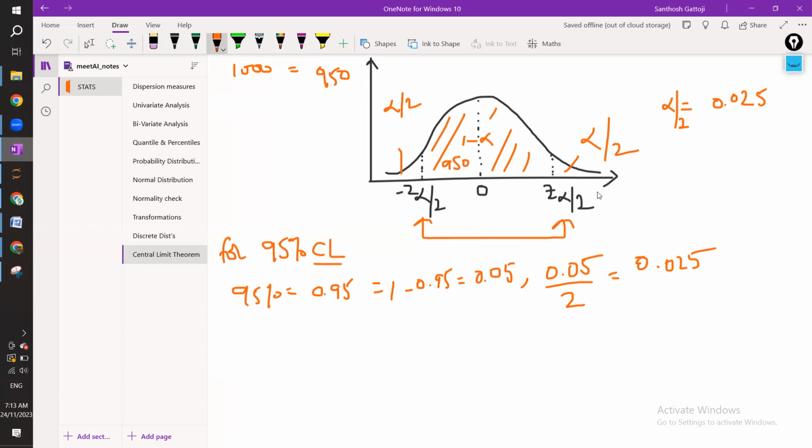So if you remember the area part, whatever area you want to calculate, starting from here till here you have alpha by 2, right? What will be the area? For example, see guys, this is 950 done. What will be the remaining?